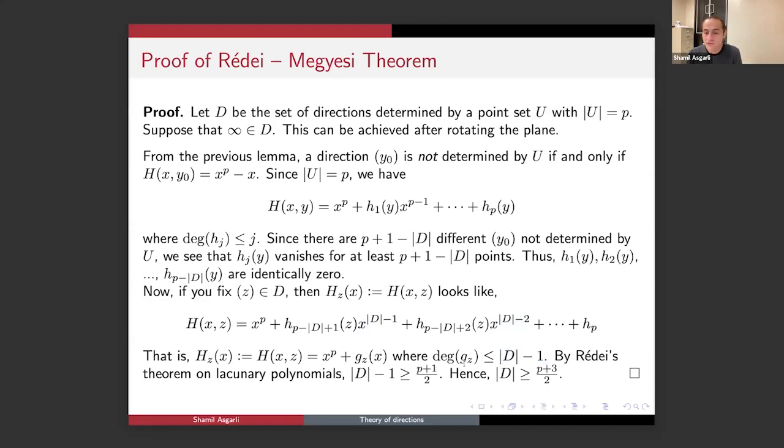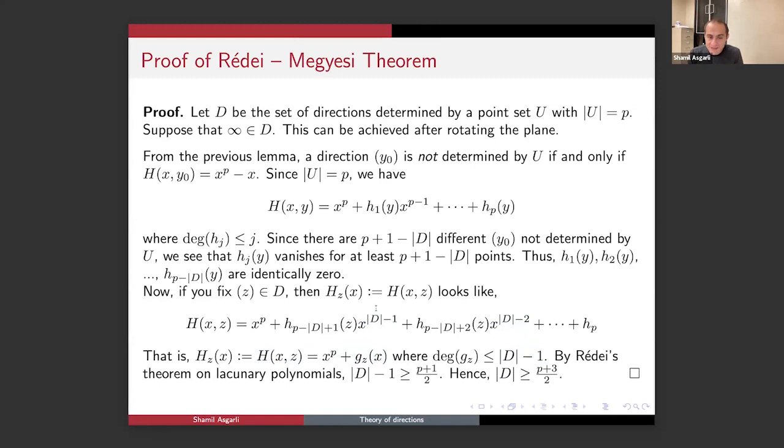So the degree of g of z is at most d minus 1. But this polynomial is fully reducible, because the Rédei polynomial itself was fully reducible. The way the Rédei polynomial was defined was as a product of linear factors. So if you specialize one of the variables, it's still a product of linear factors. So it's a fully reducible polynomial.